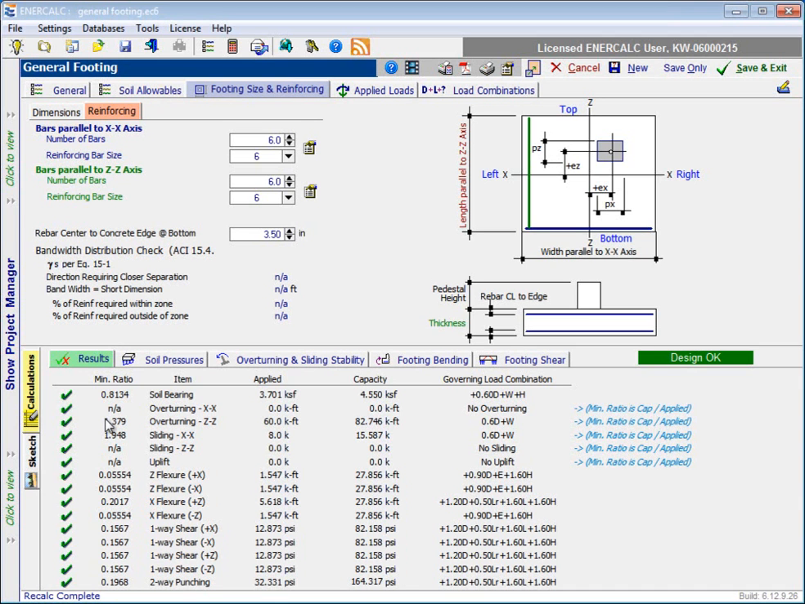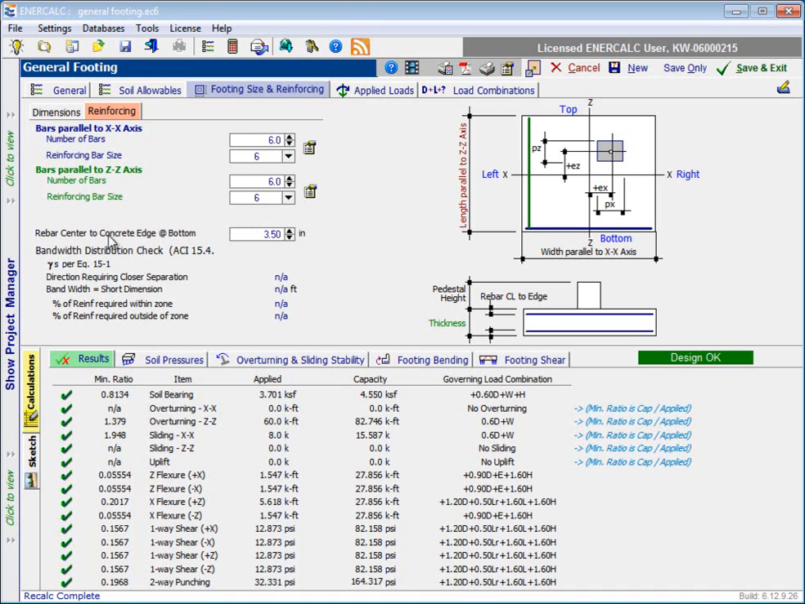Now there's one final topic that I'd like to cover in the general footing video, and that is a very common question with this module, and it relates to the reinforcing, specifically the use of top mats in footings. If we come back to the footing size and reinforcing tab, reinforcing sub-tab, notice that there's only one location where we can define the rebar mat. This does not make reference to it being a bottom mat or a top mat. It's just a definition for a mat.